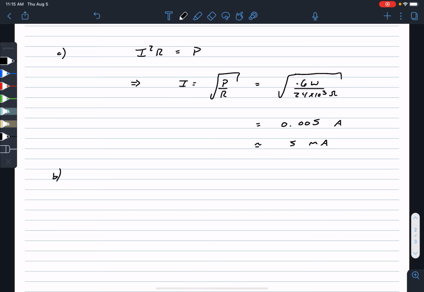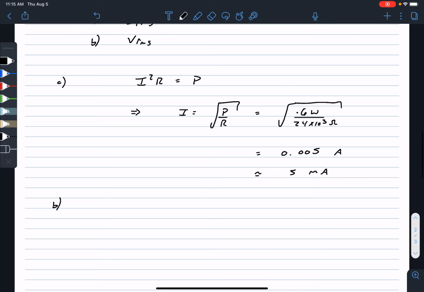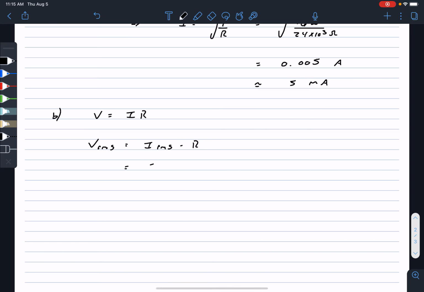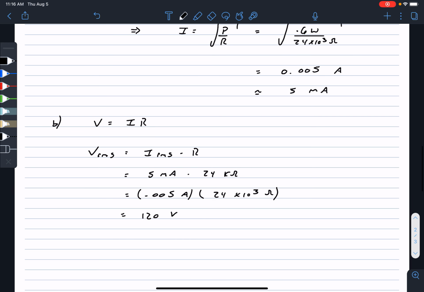Now for part B, we are asked to find the RMS voltage. We can just use Ohm's law in this case. V is equal to I times R. Recall, VRMS is equal to I RMS times R, which is 5 milliamps times 24 kilo ohms, or to write it out more explicitly, 24 times 10 to the 3 ohms, and that's going to give us a value of 120 volts, which sounds very reasonable.